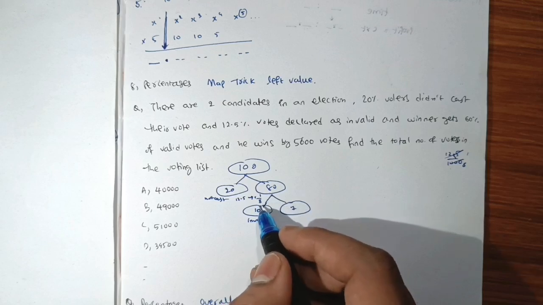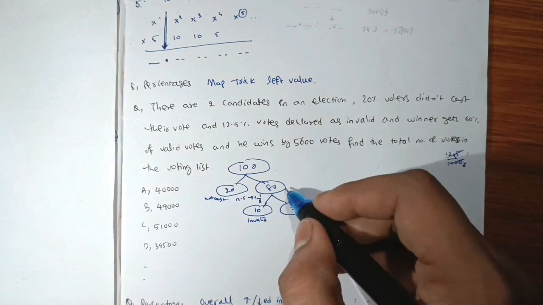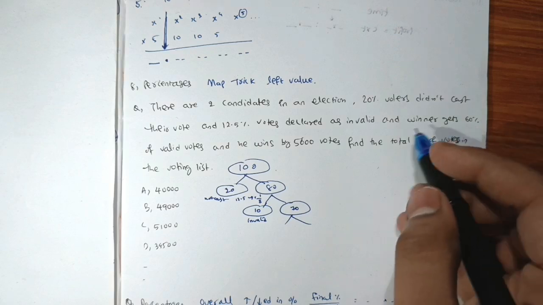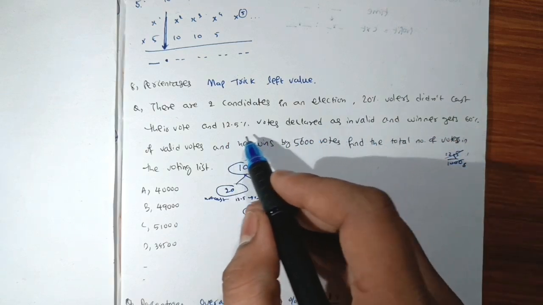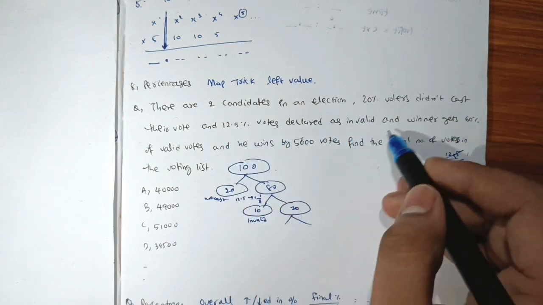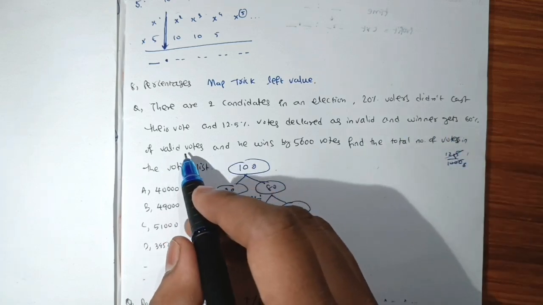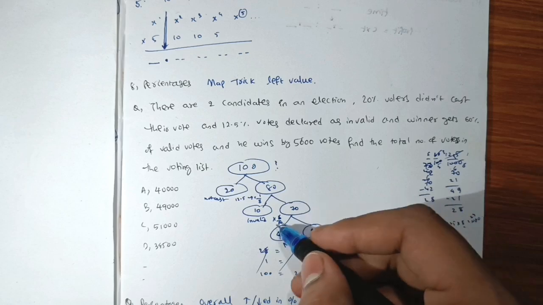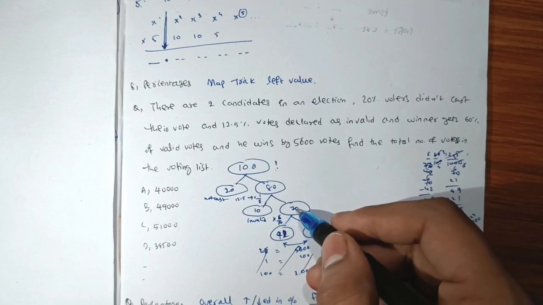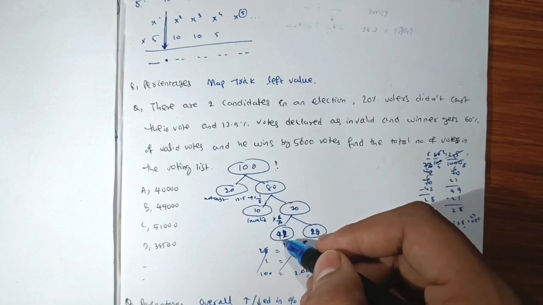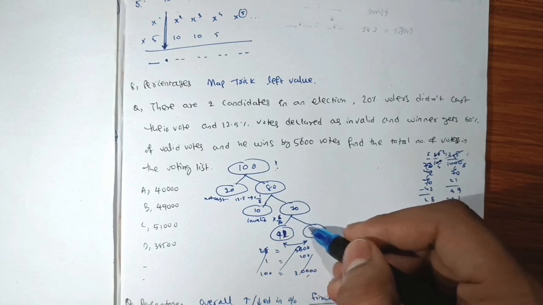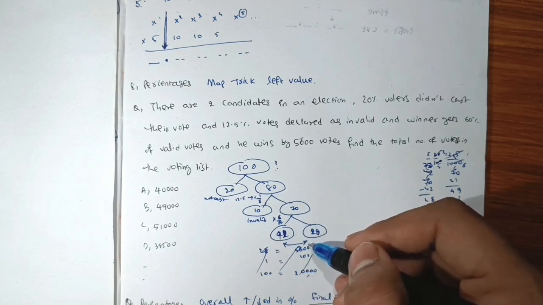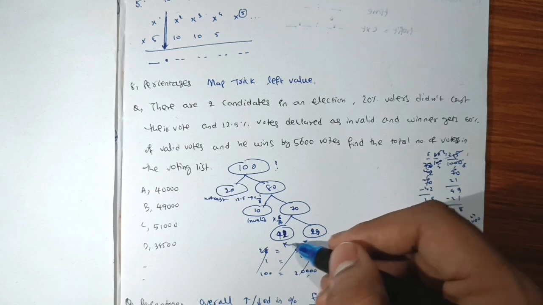When you multiply here, you will get the value. So here the leftover value is 70. In this 70, again 12.5 votes are declared as invalid and the winner gets 60% of the value. Sorry, we have made a mistake. Here it is 6 by 10, right? So 6 by 10 means if we multiply 7 into 6 by 10, you will get the value as 42. The remaining value is from this 28. So the difference of this will be 5600.